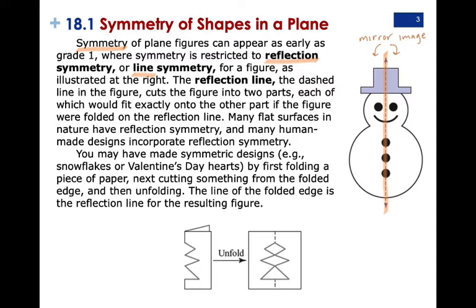Some nice examples with manipulatives to play around with this is just folding a sheet in half, having them cut out some shapes, and then opening it up, and we'll see that there will be a line of symmetry with the left and right side looking exactly the same. So maybe some type of a Christmas tree figure or so.